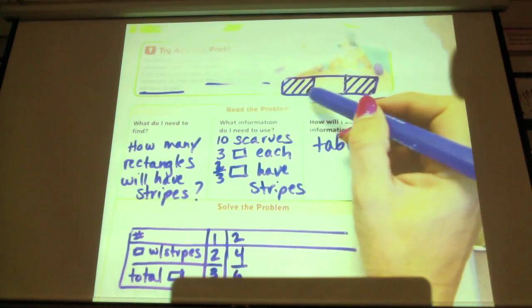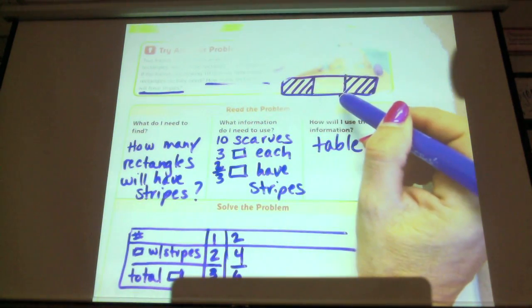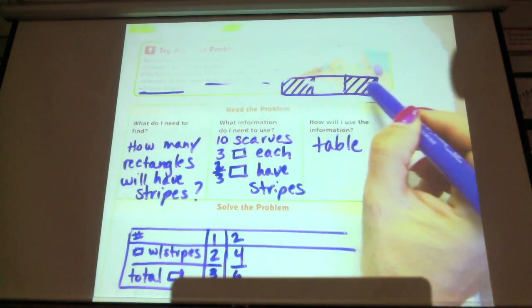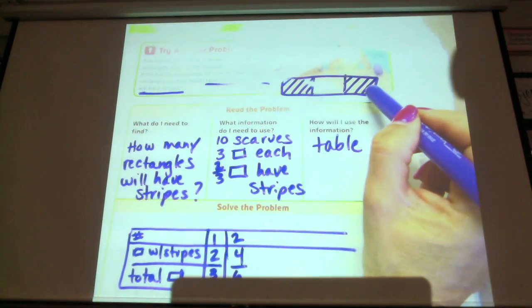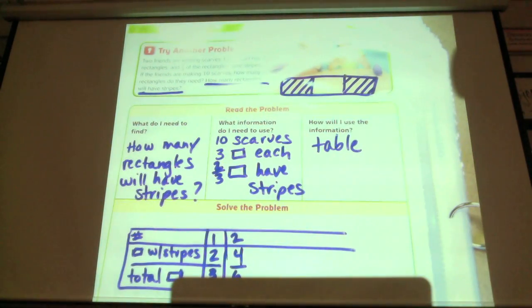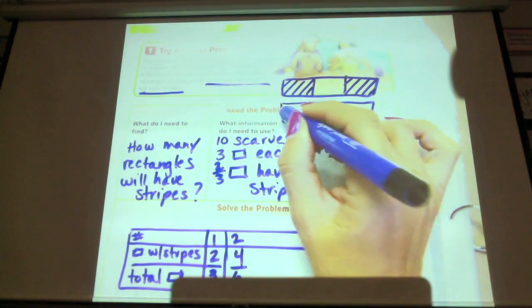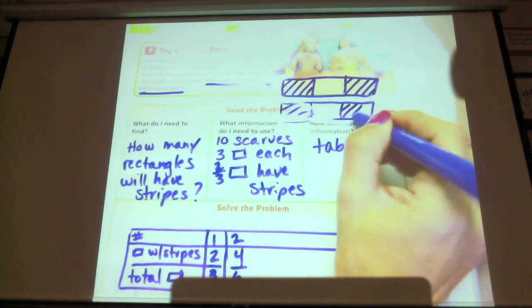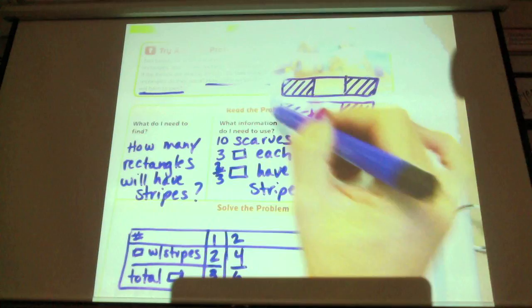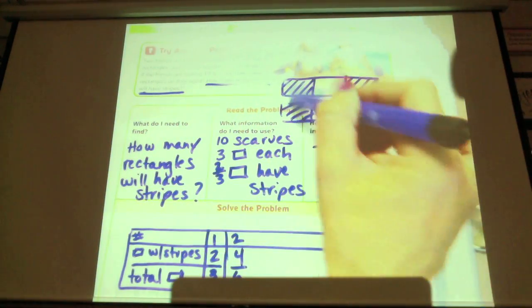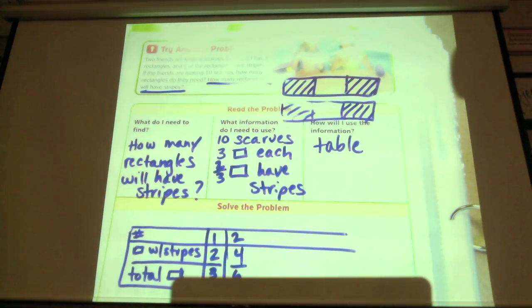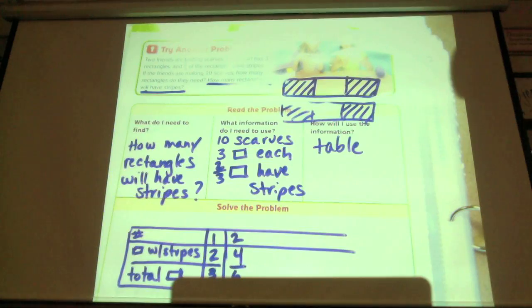If one scarf has 3 rectangles total and 2 are striped, what if I made another one? So now I have how many rectangles total? 6. And how many are striped? 4. Is this an equivalent fraction to this? Yes. Who could explain why it's an equivalent fraction?